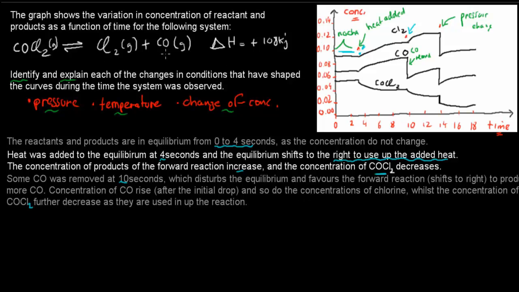So because we want to produce more of this as this was taken out, it will shift to the right, and in doing so, obviously, this will break down to form chlorine gas and carbon monoxide, which is why they decrease and the other two increase. And that happens at 10 seconds. So we're almost done. So far we've had equilibrium initially, then heat added, so then we favor the forward reaction because it's endothermic. Then at 10 seconds we have removed carbon monoxide, and that shifts the reaction further to the right to increase that carbon monoxide concentration again.